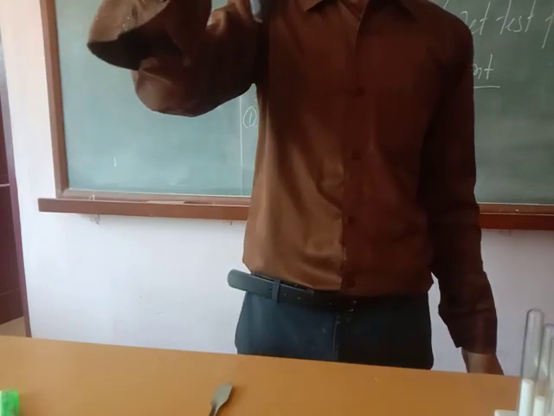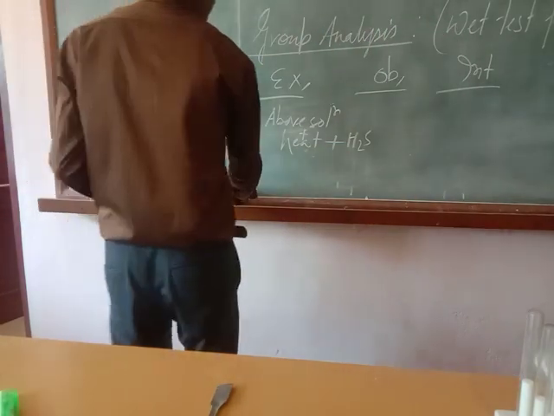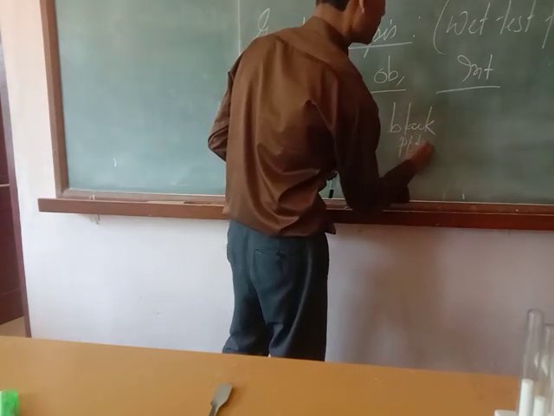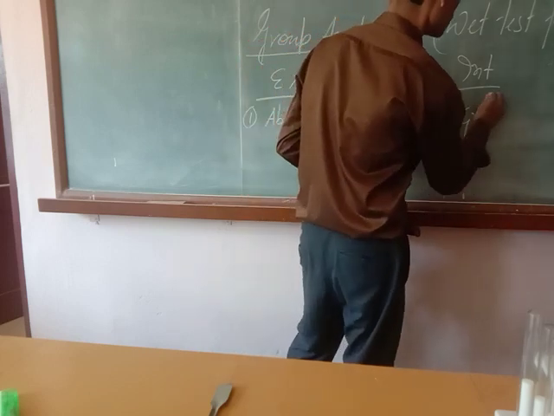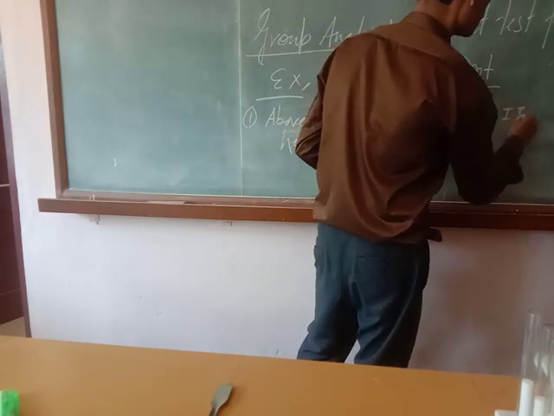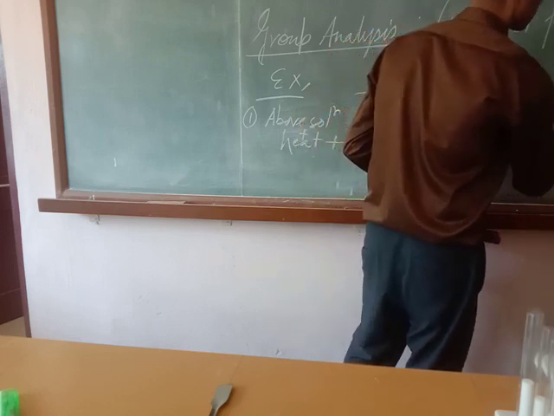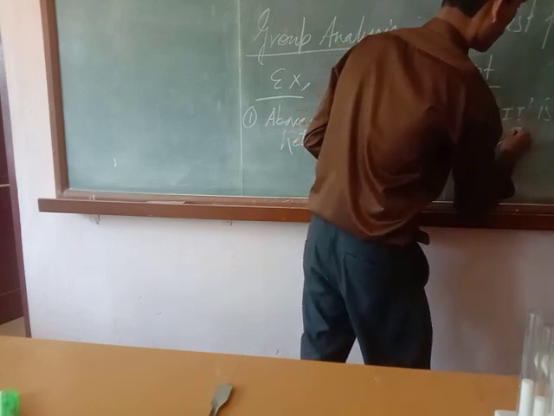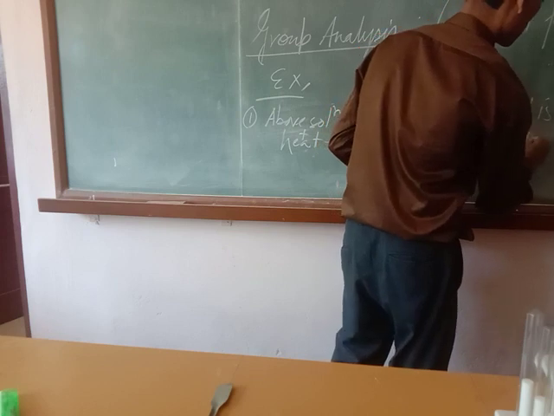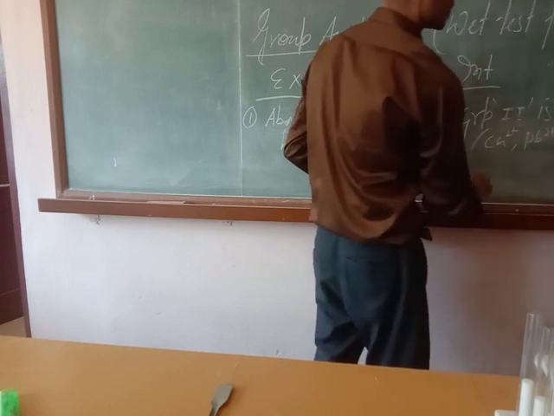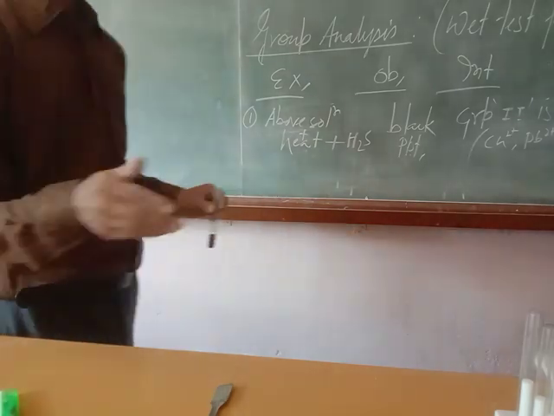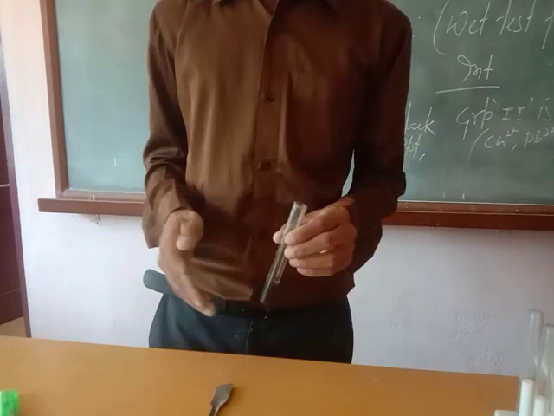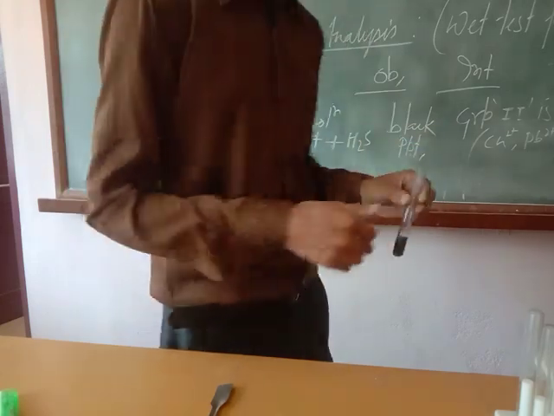So this is the black colored precipitate. Here you write black PPT. Black PPT means group 2. Group 2 is present. In group 2, copper and lead ions are included. If your salt is blue in color, then it indicates copper. If your salt is colorless, then it indicates lead.